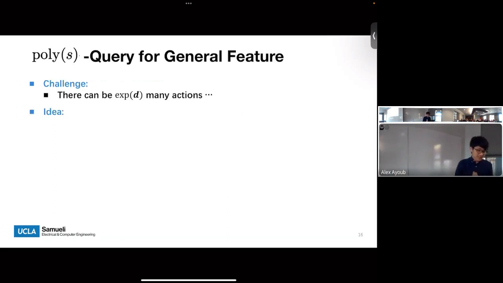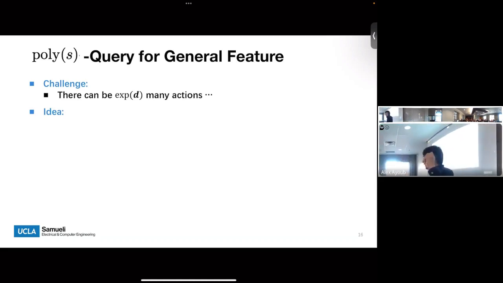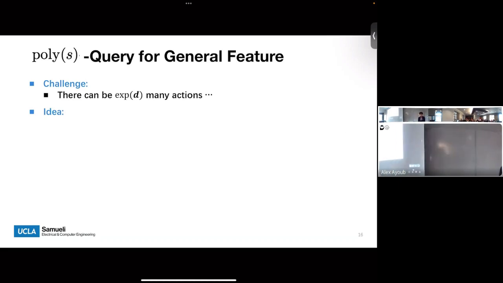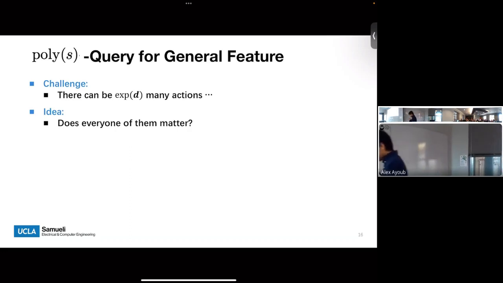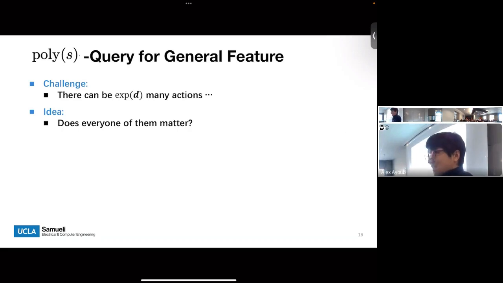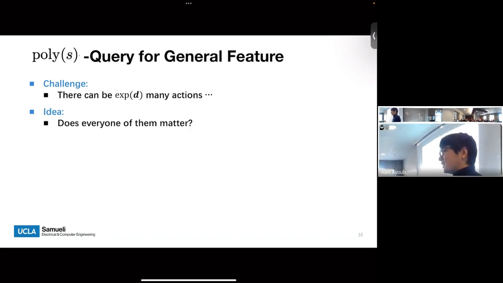What's next? The next thing is that we really want to consider general features. The number of them can be exponential in D. If the number of them is exponential in D, can we still have polynomial sample complexity, polynomial query complexity? That is the challenge. We know that if you have a small number of them, you get a good answer very quickly. So the next direction is that we should look at these actions or feature vectors. Does every one of them matter? We will have an exponential in D of them, but do they matter that much? Maybe some of them we can immediately get rid of. We don't need to consider them at all.